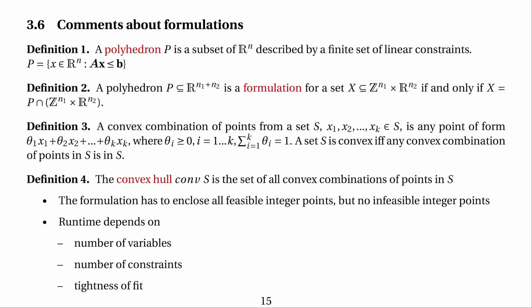So some comments about formulations. First, let's define the term polyhedron. A polyhedron P is a subset of R^n that can be described by a finite set of linear constraints. So a polyhedron P are points x in R^n that are described by a set of linear inequalities, for example, Ax smaller equal to b.